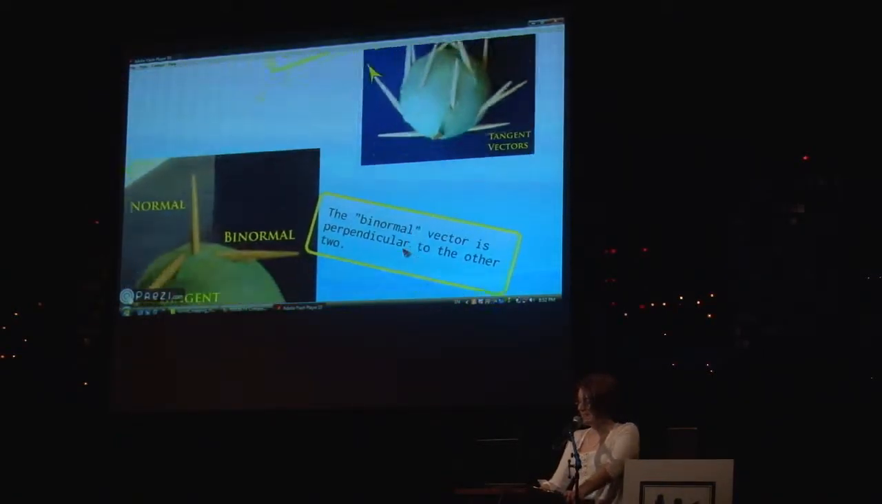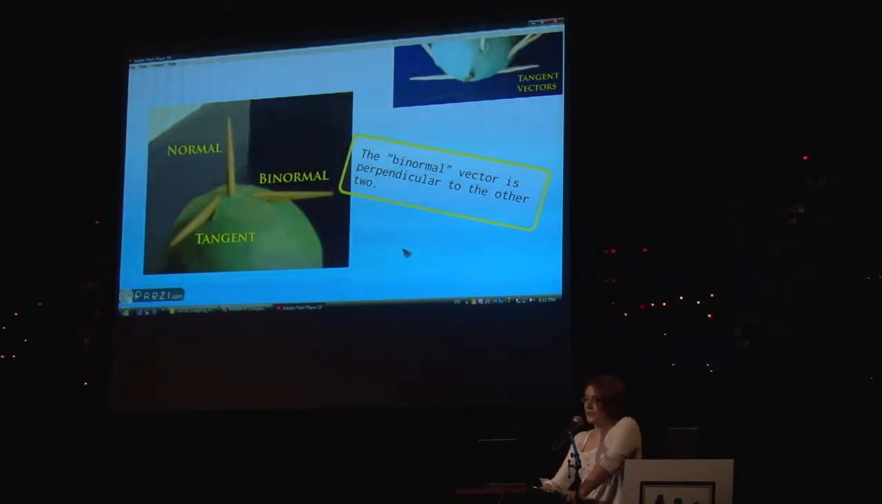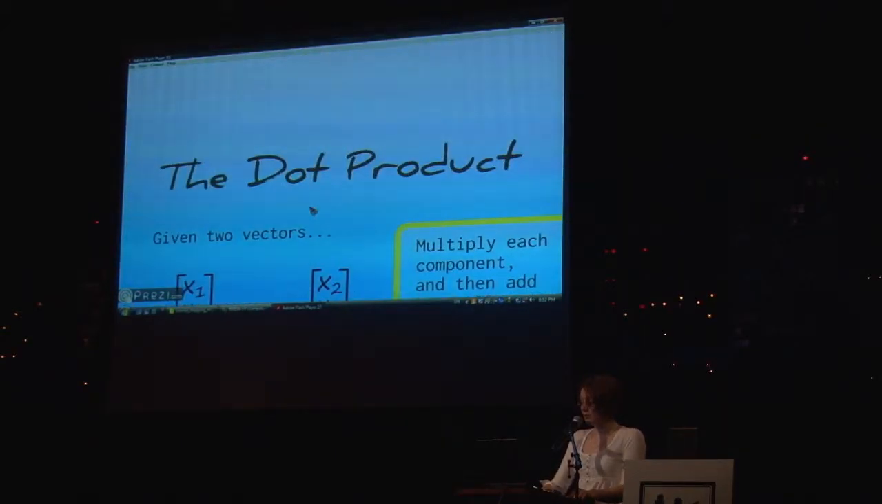Okay, here we go. The binormal vector is one you don't hear about as often. Basically, it's the one that's perpendicular to the other two. So you can see it sticking out the side here. You've got the normal sticking up, tangent sticking this way, and the binormal sticking out that way. And so you have your 3 axes. You'll figure out why this is important in a moment.